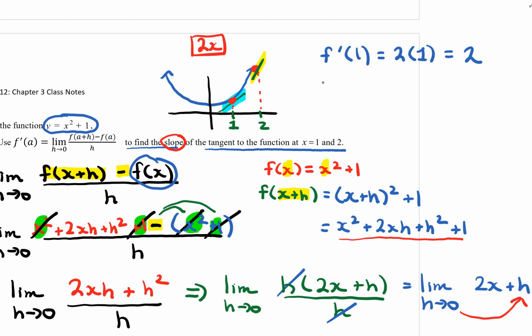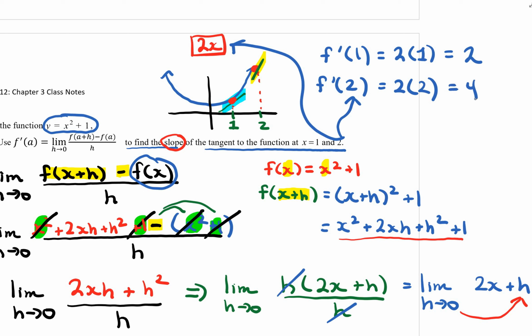Okay, then after that we need to find f prime of 2, right? So what's the slope when x equals 2? And that's really 2 times, and then we take this 2, we plug that in there, so 2 times 2 is going to be 4. Alright, so there you are. Our slope values are 2 and 4 at x equals 1 and 2 respectively. Great. So I would say 80% of this problem is really being very diligent with your algebra steps.